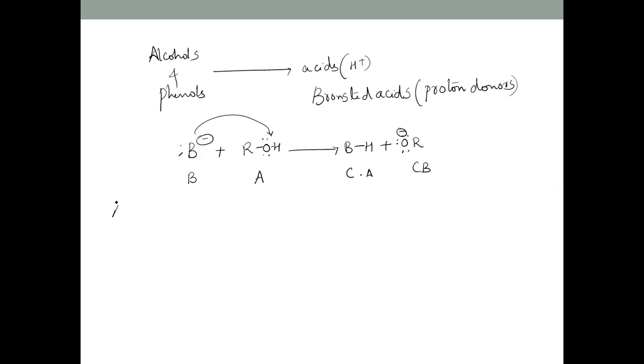Right. So when we compare the acidity of alcohols, that is tertiary, secondary, and primary alcohols, what is the order of acidity of these three types of alcohols? For example, I'm taking this primary alcohol. This is secondary alcohol, right? Yes, this is secondary alcohol.